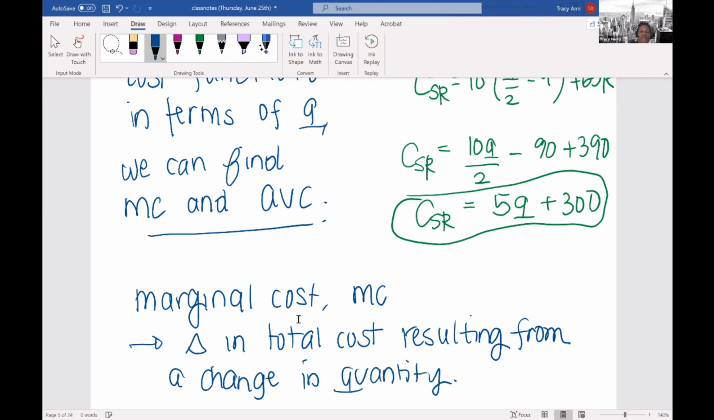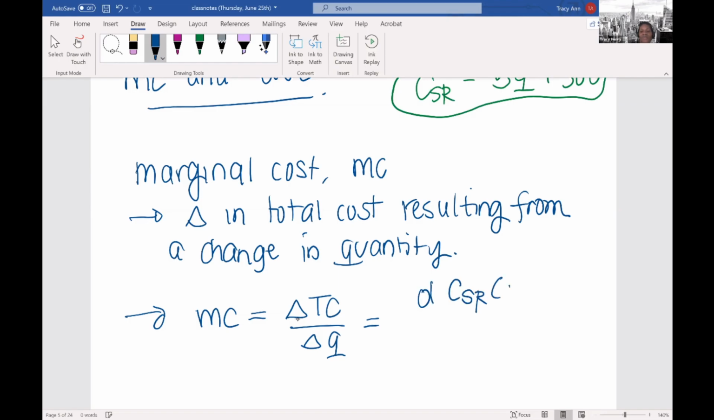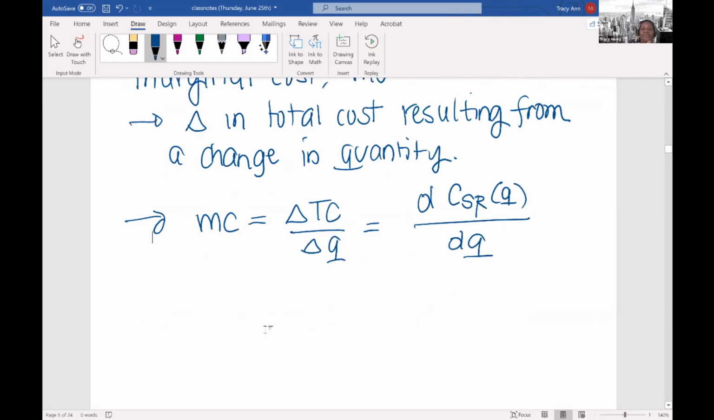So your marginal cost is equal to the change in total cost divided by the change in quantity, which is equal to the derivative of your cost function, which is written in terms of quantity, with respect to quantity. So you want to be able to remember this.